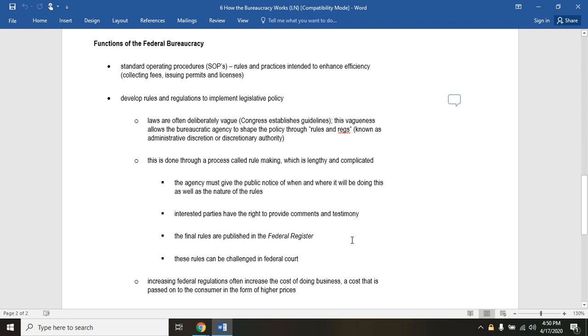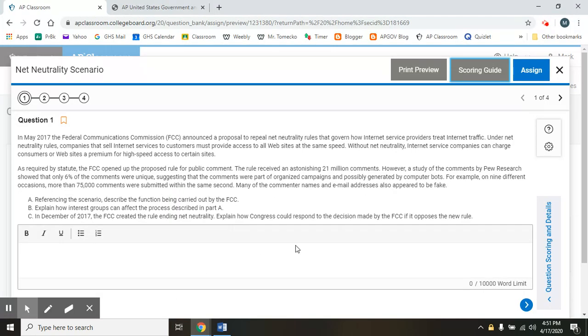The agency must give public notice. Interested parties have the right to comment. Then the final rules are published. And of course, these rules, like anything, can be challenged in court. It can be subject to judicial review. Okay? So that's what this question is getting at. Then it asks, how can interest groups affect the process described in Part A? So now here's the key. Obviously, we need to have done well in Part A. We need to recognize that what the FCC is doing is rulemaking. Okay, that's going to earn us the point for Part A.